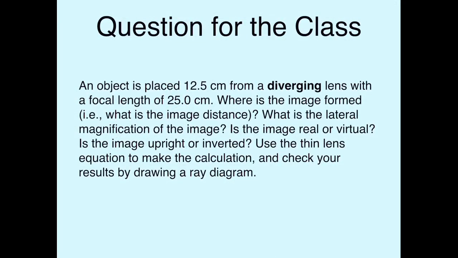So let's do one more. Now we have an object placed 12.5 centimeters from a diverging lens with a focal length of 25 centimeters. So same set of questions. Where is the image formed? What is the lateral magnification of the image? Is it real or virtual? Is it upright or inverted? Okay, so do the calculations with the thin lens equation and then draw the ray diagram to verify your results. So again, pause the video, try to work this one out, and then we'll go through it together.